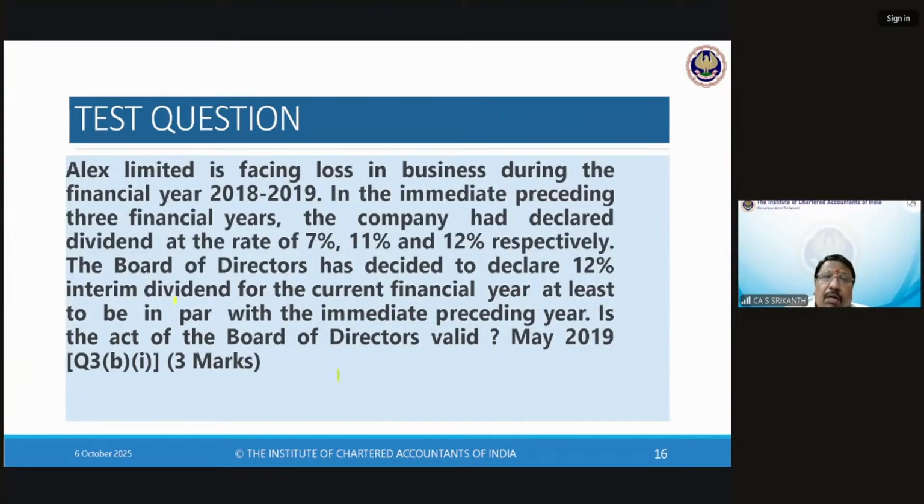No. No, correct. You are all absolutely correct. See, 10, 20, 30, 30 by 3, 10%. Maximum 10% only can be declared.